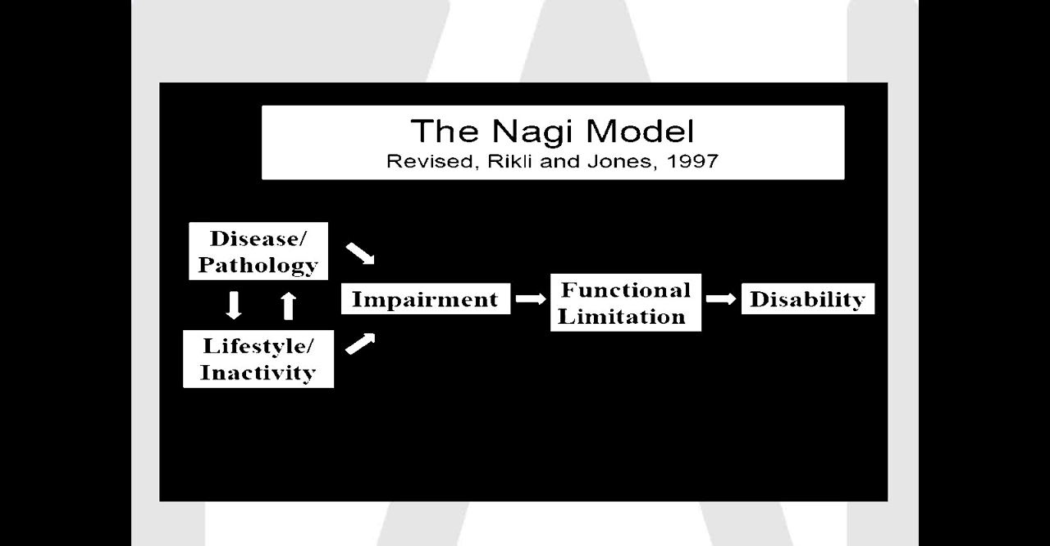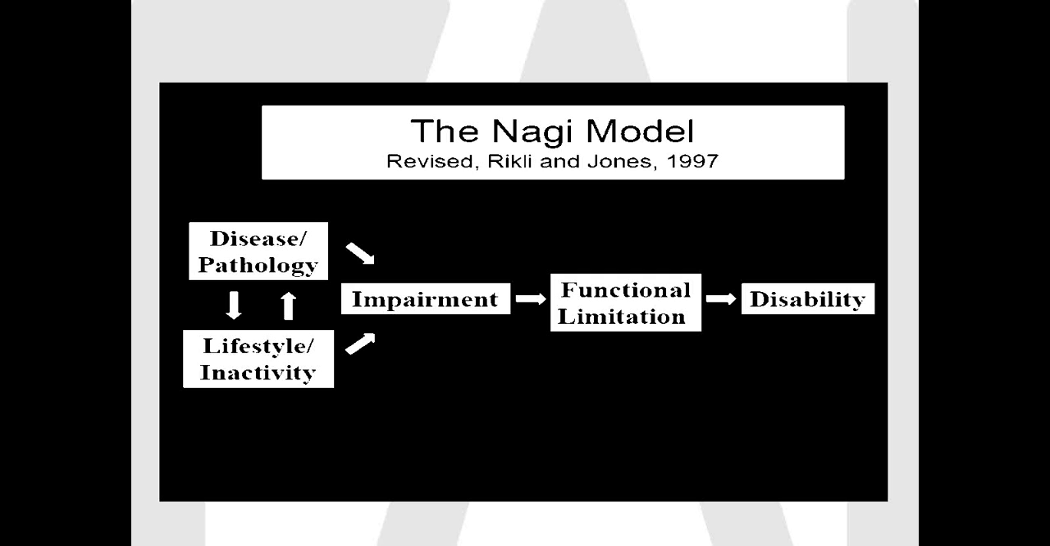Our model is really based on another model, and this is a pretty old model. It's called the Nagi Disablement model, and it basically explains, if we take somebody who's disabled and backwards engineer the process and ask how did they get there, and if we know how a person ends up being disabled, we can figure out what to do to prevent that from occurring in the first place.